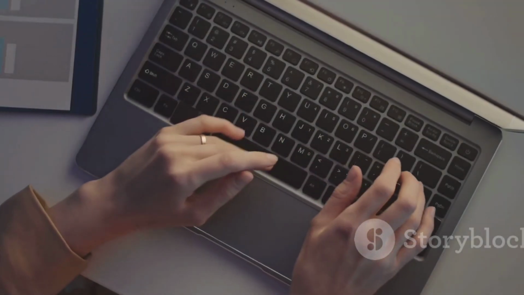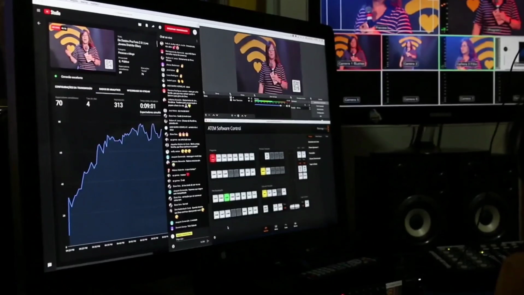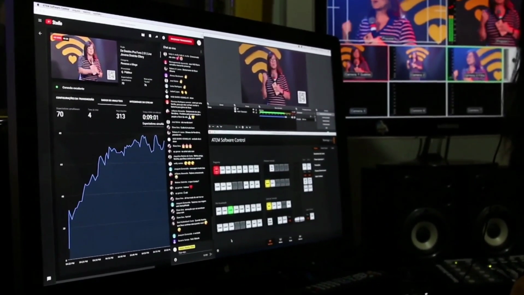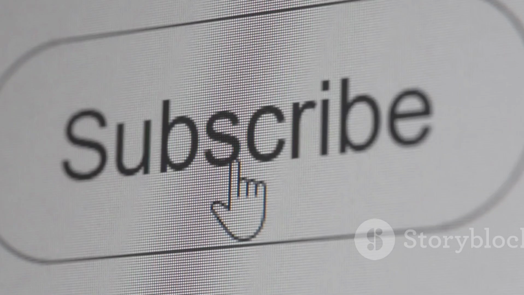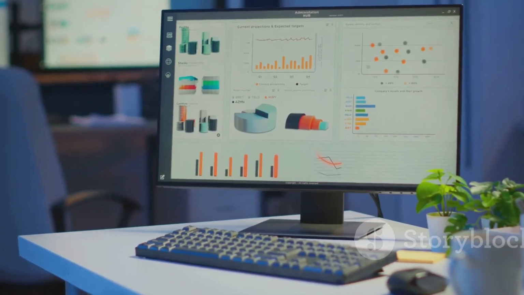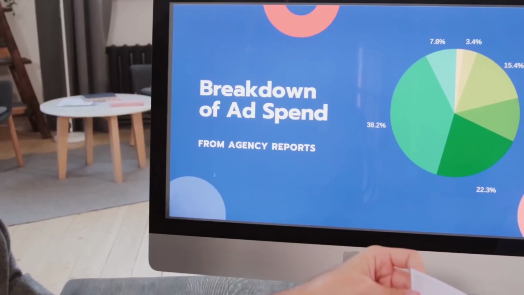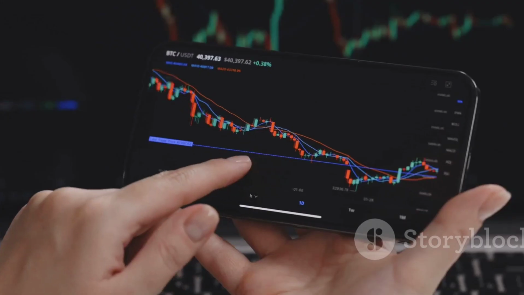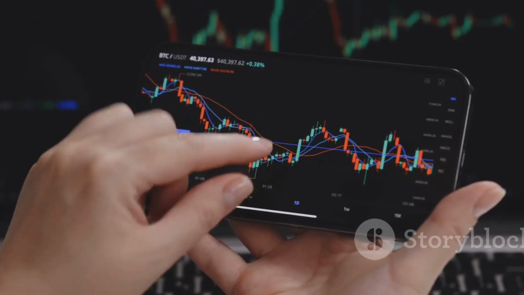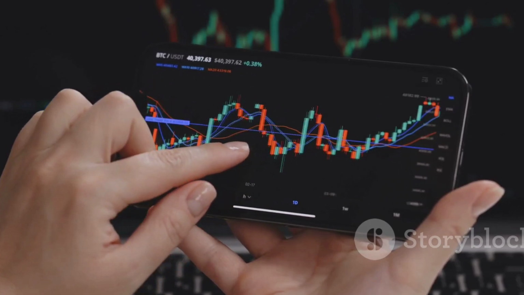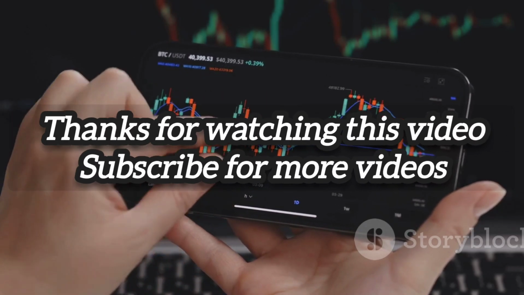Final summary table. Type, average earning. Per view, $0.001 to $0.01. Per ad click, CPC, $0.10 to $2 or more. Per 1,000 views, CPM, $1 to $30 before split. Per 1,000 monetized views, RPM, $0.50 to $10. Per video, $10,000 to $5,000 or more depending on niche plus views. YouTube share, 45%. Creator share, 55%.